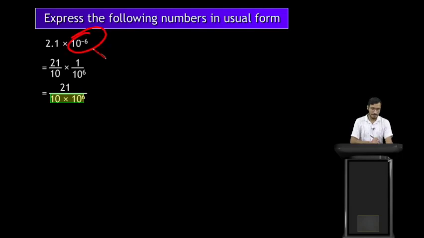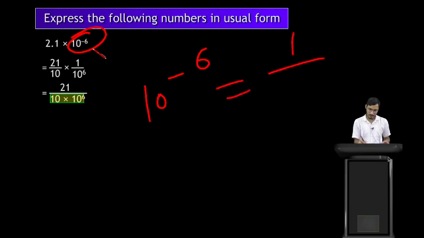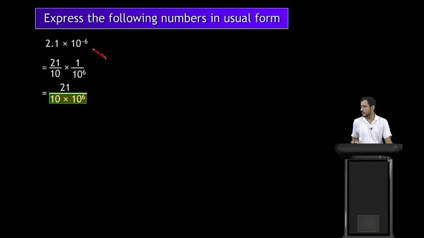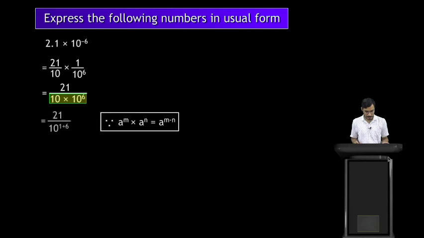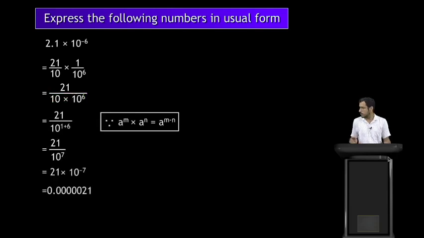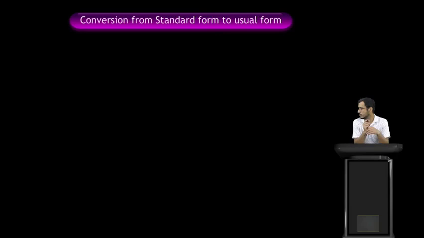You can see the exponent is negative here, 10 to the power minus 6. So how can we convert it into positive form? Write the reciprocal here. So 10 to the power minus 6 we can write as 1 upon 10 to the power 6. So here 21 upon 10 into 10 to the power 6. Now a to the power m into a to the power n will be equal to a to the power m plus n. So 6 plus 1, that is 7. So 21 upon 10 to the power 7 will be equal to 21 into 10 to the power minus 7, or we can write 0.0000021.